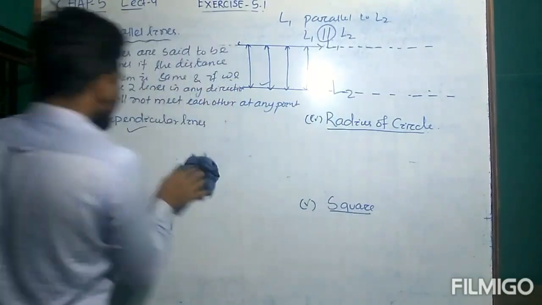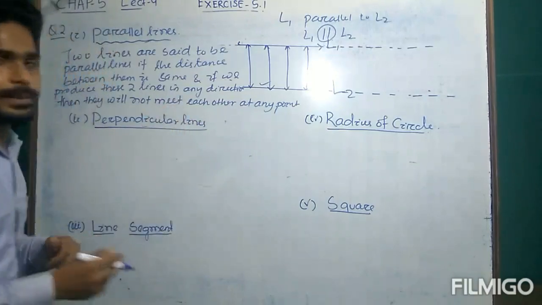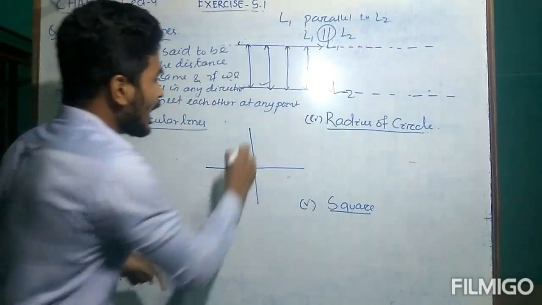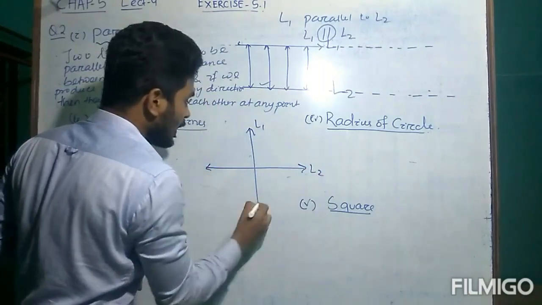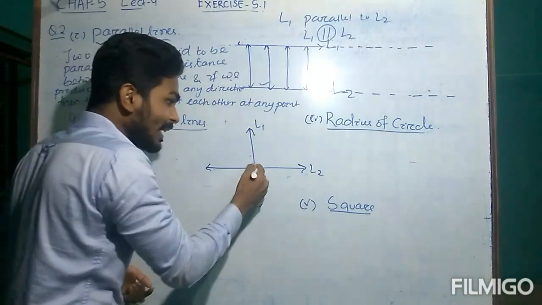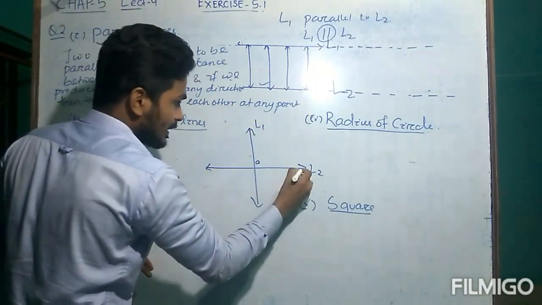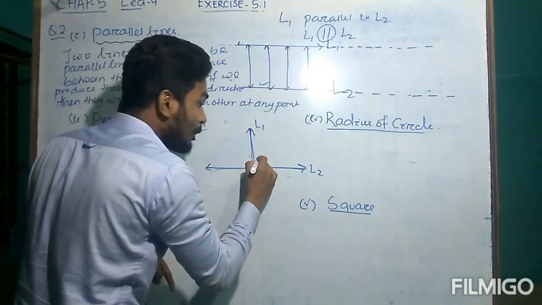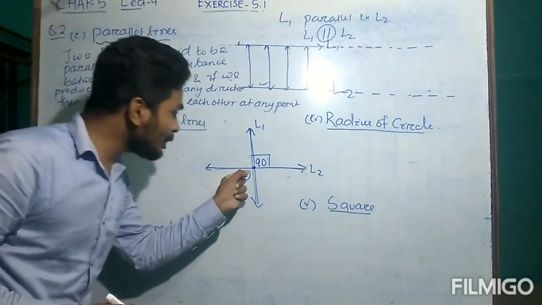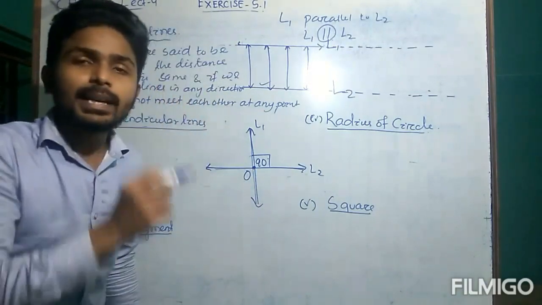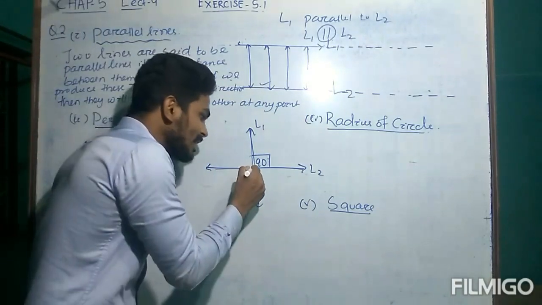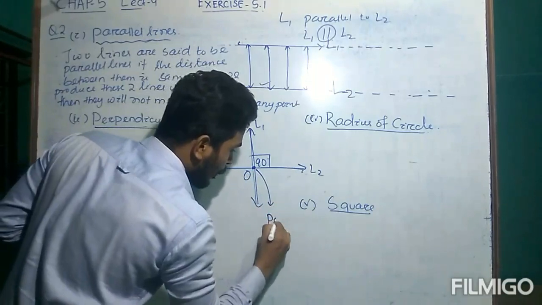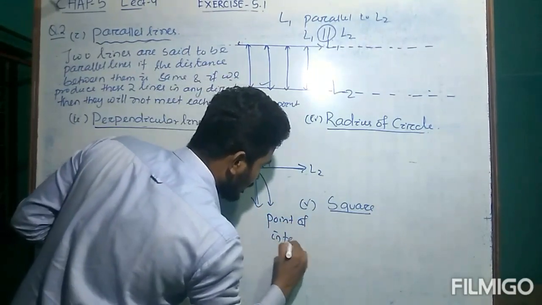Next is perpendicular lines. What are perpendicular lines? Two lines L1 and L2 are said to be perpendicular if they intersect each other and make an angle. See, these two lines meet each other at a point O. If the two lines meet each other and make an angle of 90 degrees at the point of intersection, then this point is known as the point of intersection. Why is it known as the point of intersection? Because at this point they will meet or intersect each other.